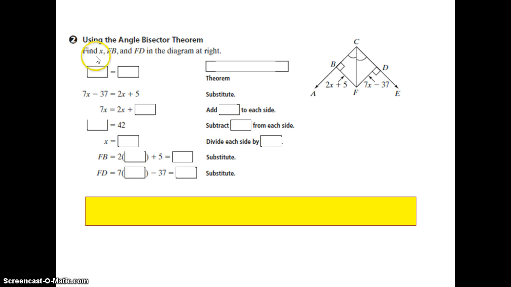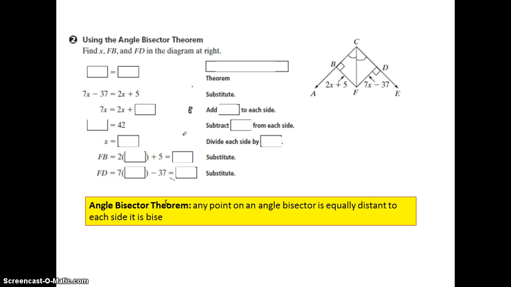We want to find x, we want to find FB, we want to find FD in the diagram at right. So let's remind ourselves of what the angle bisector theorem is. It states that any point on an angle bisector is equally distant to each side it is bisecting. So we have an angle bisector here. And as we look at this, I can see right here, see the markings? That means that both of these angles are identical, that they are congruent.